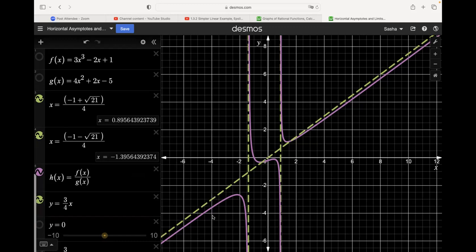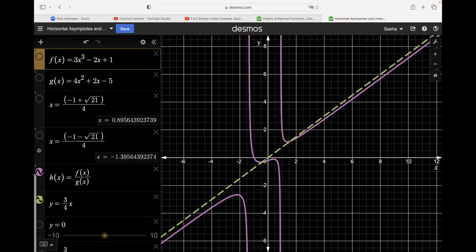So as x goes to positive or negative infinity, the y values go to positive or negative infinity, but they do so in a way that's very similar to y equals 3/4 x. And it has vertical asymptotes when the denominator is 0 and the numerator is non-zero. You might say, okay, well, where is it equal to 0? Well, it's equal to 0 right there. That must be an x value where the numerator is 0, but the denominator is not 0.